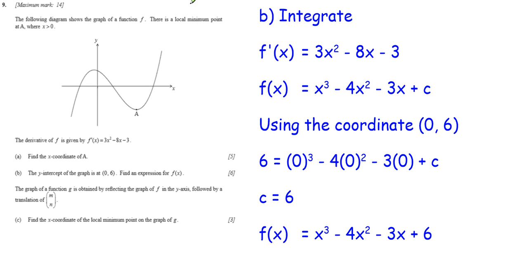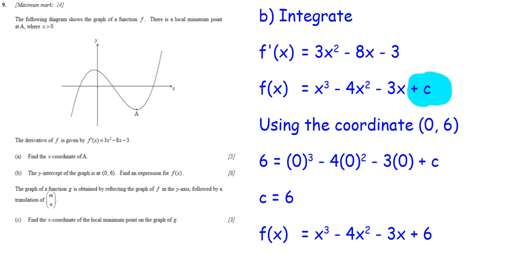And then the most important thing here is to remember the plus c, because without that, the rest of the question won't work. So now we need to use the coordinates that we've been given. So we substitute in the 6 into y and the 0 into x. So that gives us 6 equals 0 cubed minus 4 lots of 0 squared minus 3 lots of 0 plus c. That's lots of zeros. So c is 6. And that gives us a final equation of f of x equals x cubed minus 4x squared minus 3x plus 6.